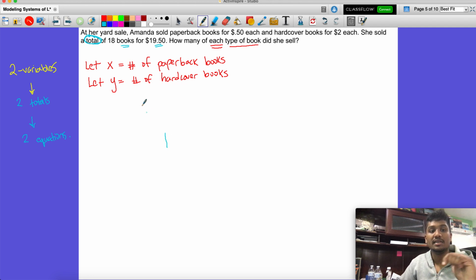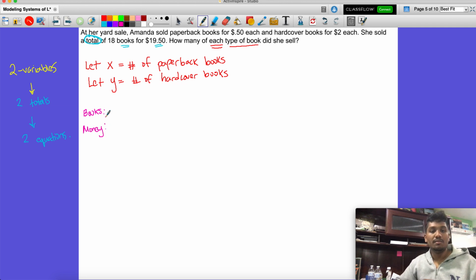In this case, they gave us the total number of books, so I'm going to write the total books. Let's see, how do I even think about this? I'm going to put two equal signs. This whole equation is just going to be about books, just about books. That's it. And I'm going to erase this piece off. This other one will just be about money.